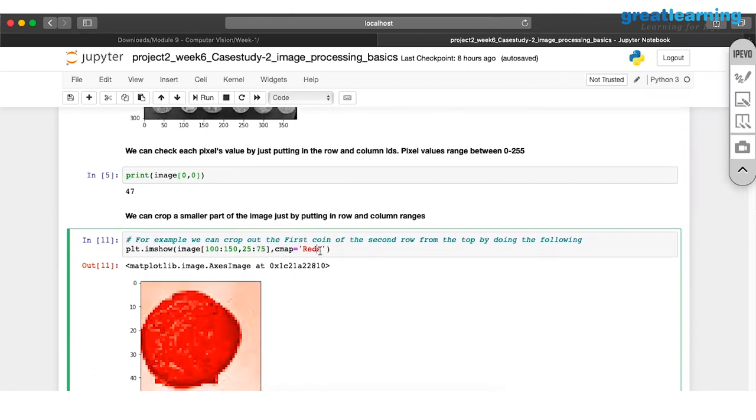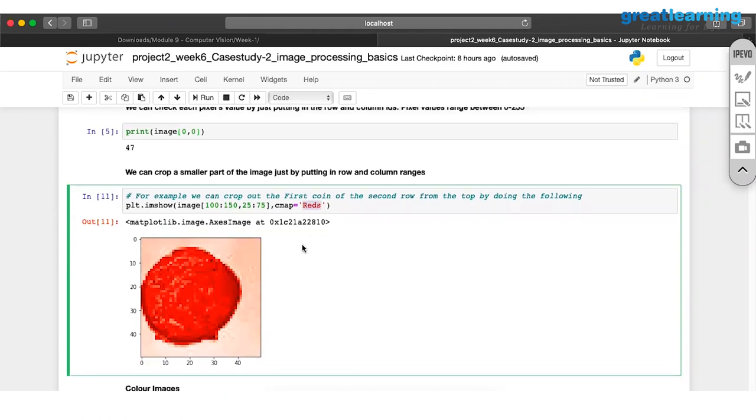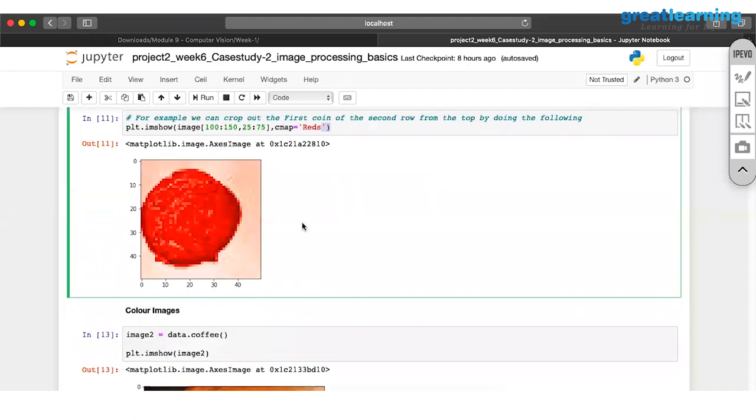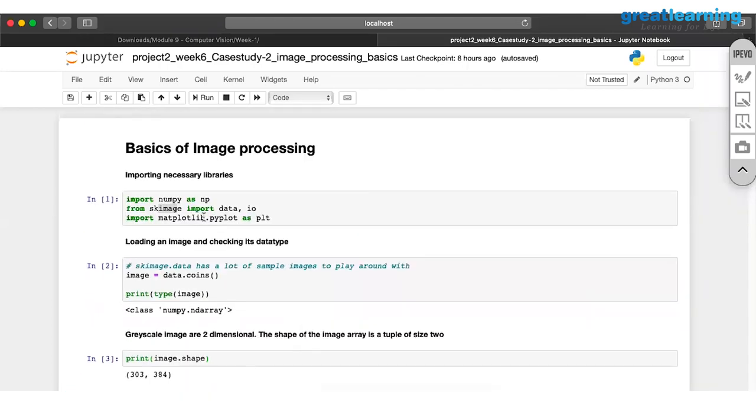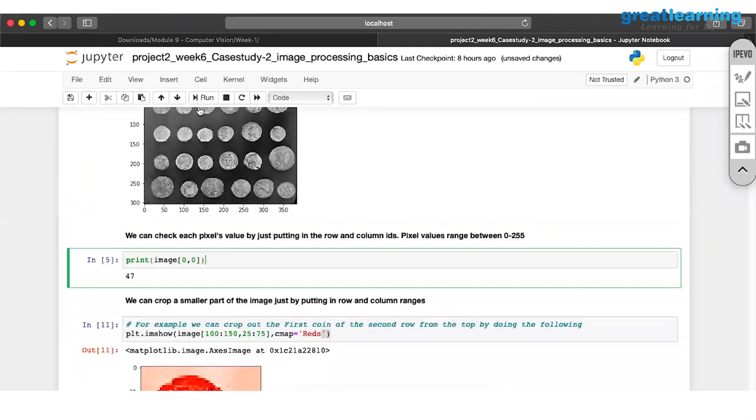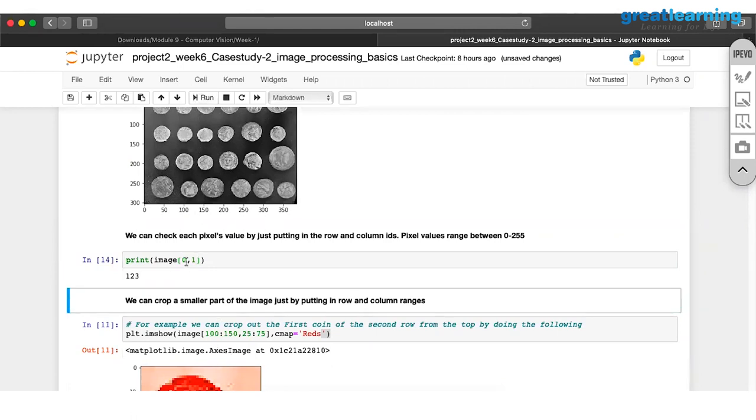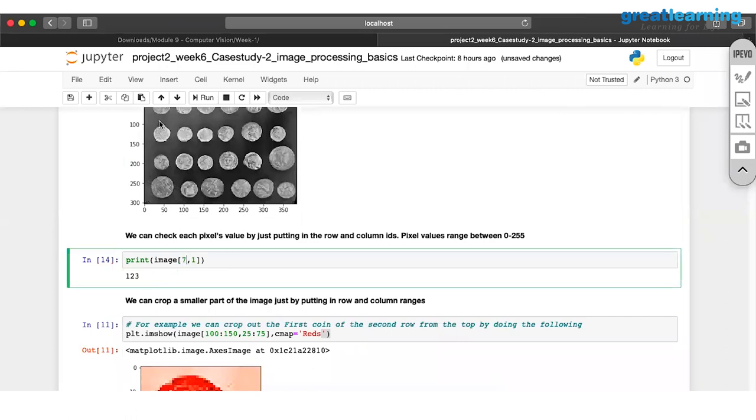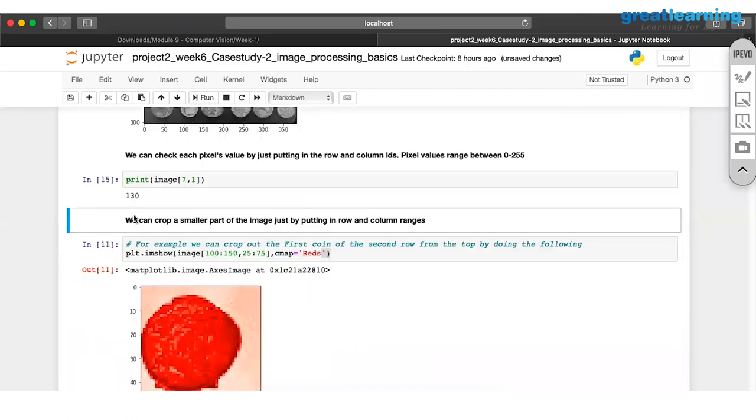If you want a grayscale image, you can put grayscale here. If you want red, green, blue, you have to define reds, greens, and blues. Okay, so this is my grayscale, this is my image. So let us say if we say 0, 1, 2, 3, for example, 0, 7, 1 is 130.